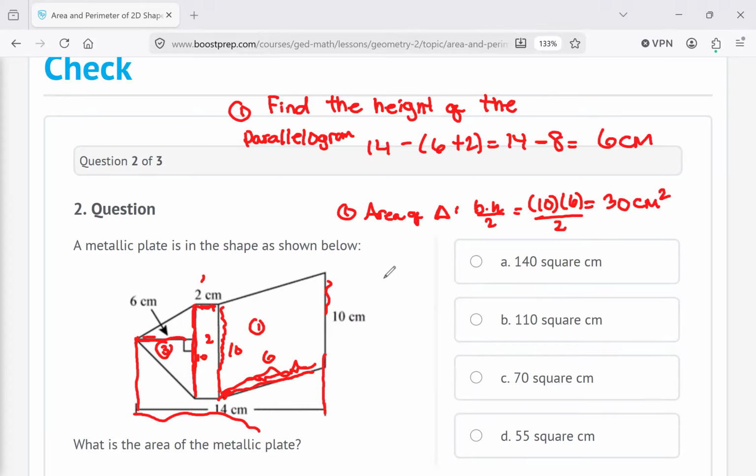Okay. Then let's look at shape 2, this rectangle. So area of a rectangle is base times height. So what's the base? The length is 2 and the height is 10. So 10 times 2 is 20.